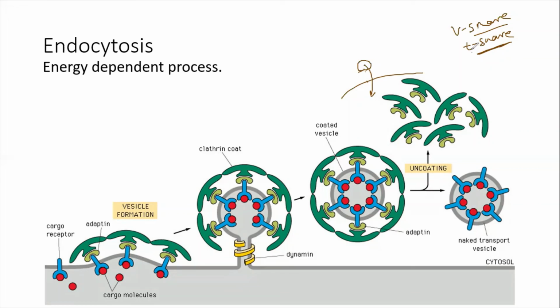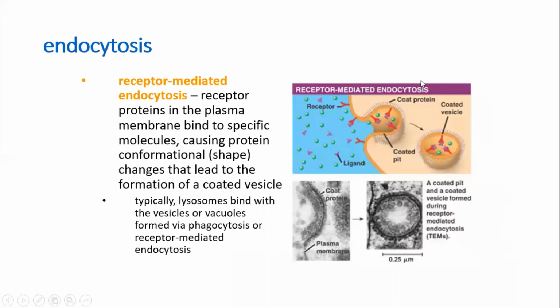T means target, V means vesicle. So this V-SNARE protein will be here, and it goes and fuses with the T-SNARE protein. Now, to fuse those two you also have a different set of proteins. Okay, so we'll cover that when we talk about the cell cytoskeleton, wherein we'll talk about actin, microtubules, intermediate filaments, etc. Okay. Now, endocytosis. So this is, one second.